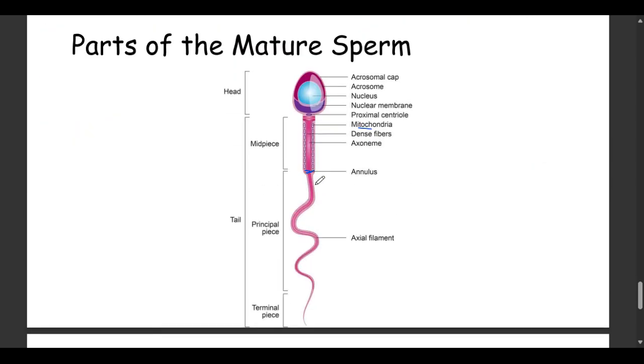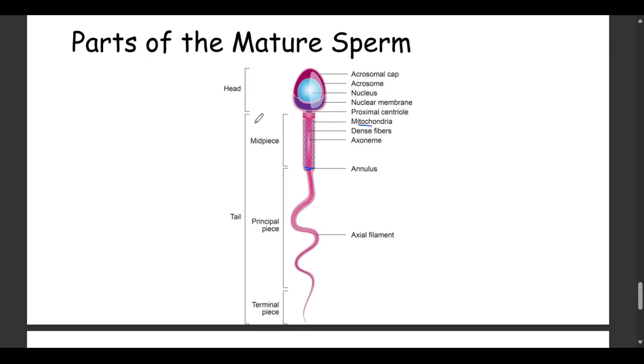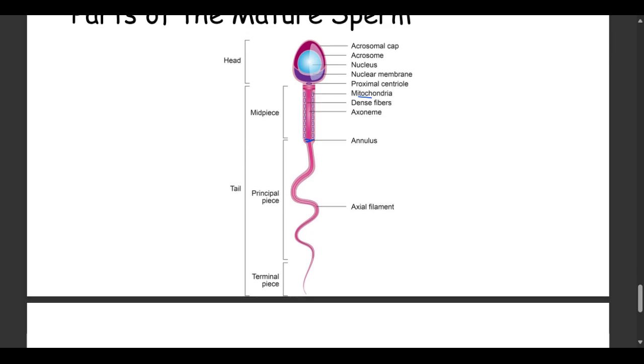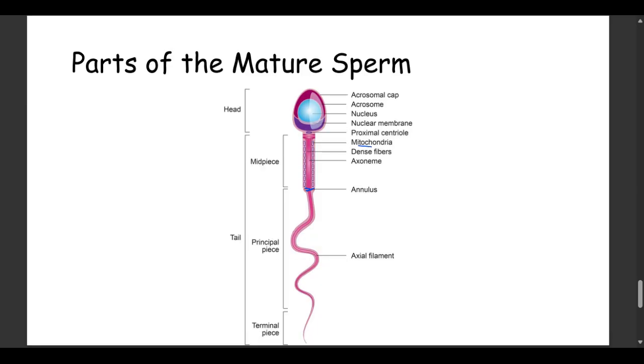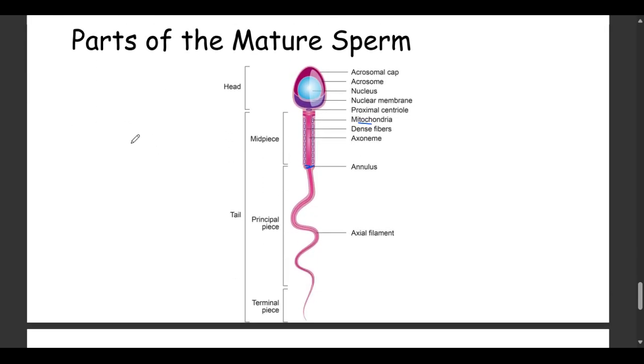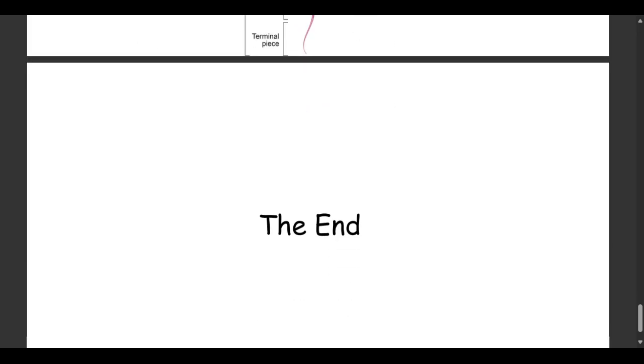From the annulus, we have the axial filament that is in the principal piece of the tail. The tail has three sections. Depending on which books you read, some might say we have the head, the mid piece, and the tail. Some might say we have the head and the tail, and the tail is made up of the mid piece, the principal piece, and the terminal piece. Just know exactly what you're talking about, where it is, and what it has, and then you'll be safe. But this is the general arrangement of the parts of a mature sperm. We've come to the end of this particular video.